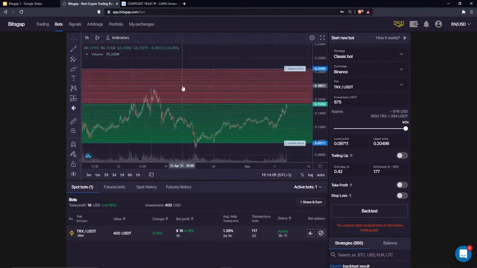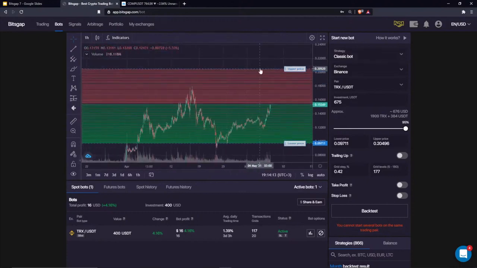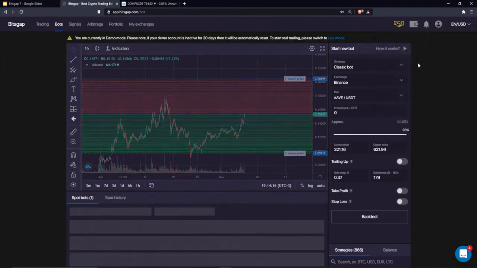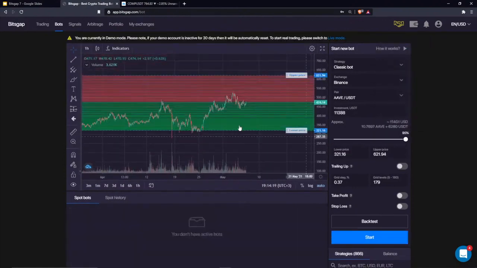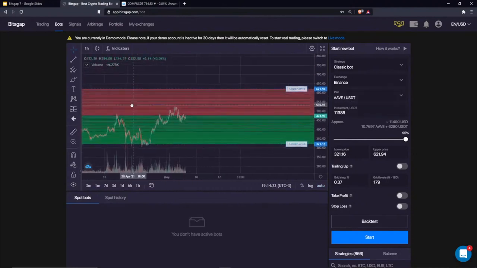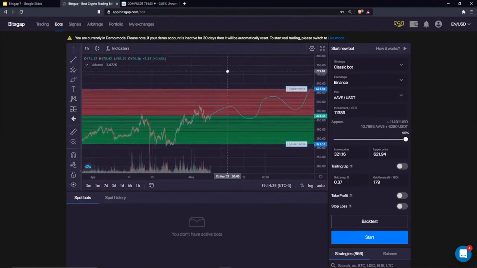So let's say the classic bot, the first one that I explained, and I anticipate the price to continue the rally. Let's say you see I have TRX trading to USDT. Let's assume that I think the price will move like this. So that's why I will stick with the classic bot. So maybe I will put my lower price here.